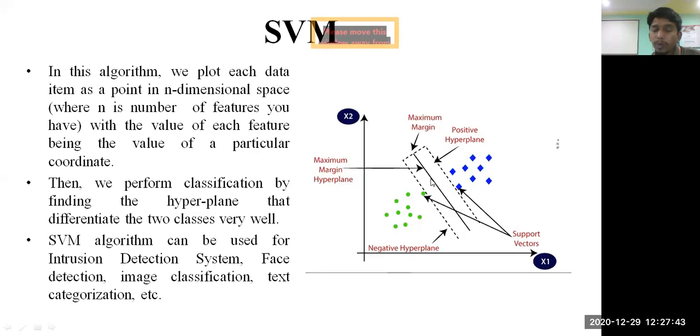But what if the points are mixed up? Assume that some blue points and some green points are mixed up, then we need to separate those points. That is the actual concept of these support vector machines.